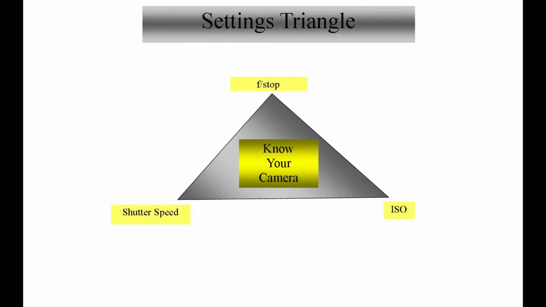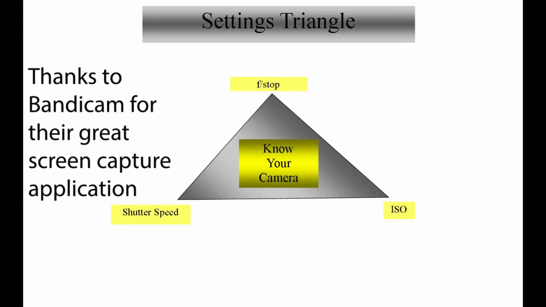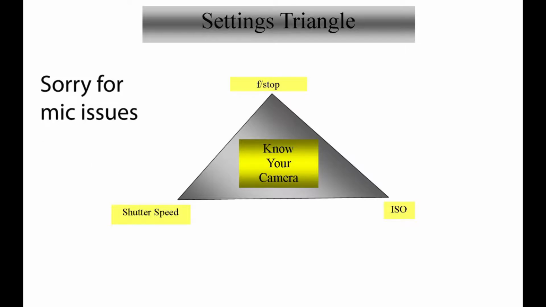Okay, this is a typical photographer's triangle that you see on internet websites. F-stop, shutter speed, ISO. And this is a very good triangle. But I don't think this should be our first triangle that we look at. And let me show you why.